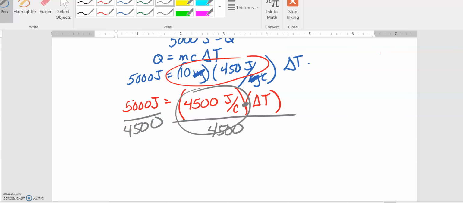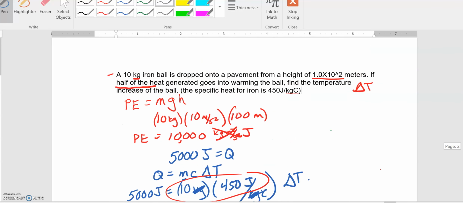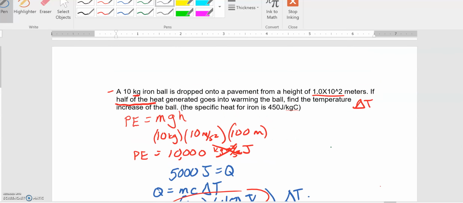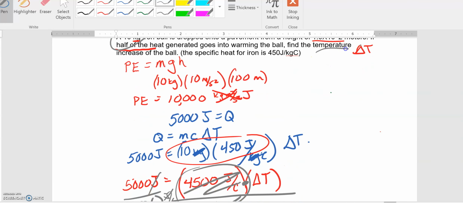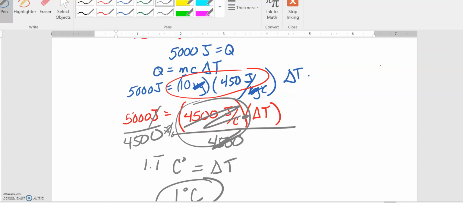Let me get that typed in my calculator here. I end up getting 1.1 repeating. The joules label will cancel out. I'm left with degrees Celsius. That's equal to my change in temperature because those cancel out over there. I need to go back and check my significant figures. It looks like we only get one. It wants us to find the temperature increase of the ball, so we can just leave it at 1 degree Celsius as how much the temperature of the ball will increase.